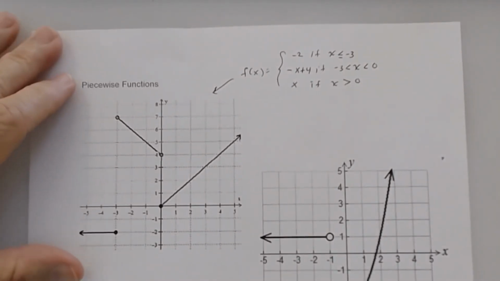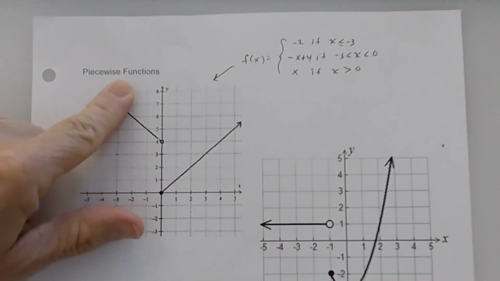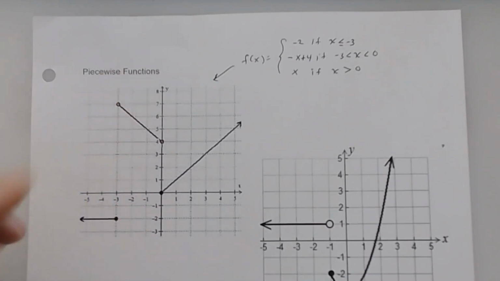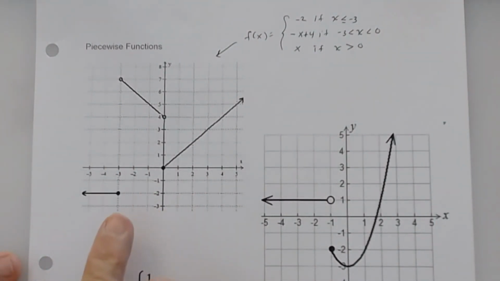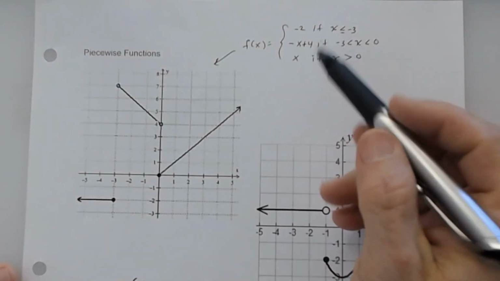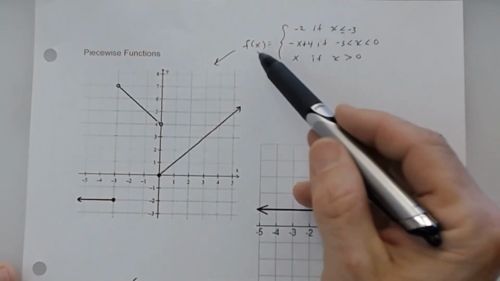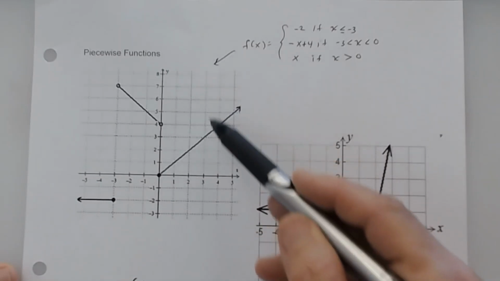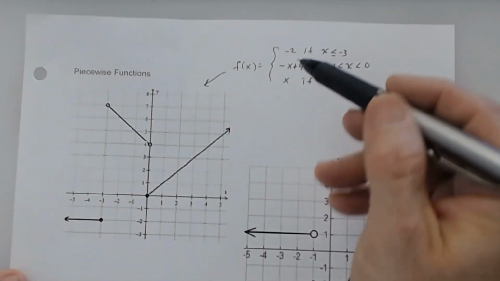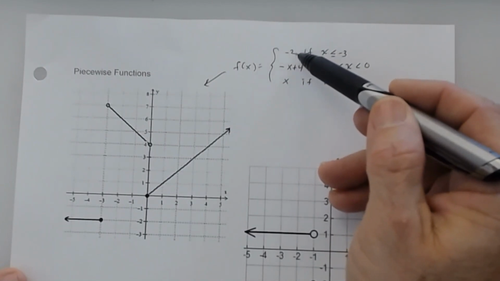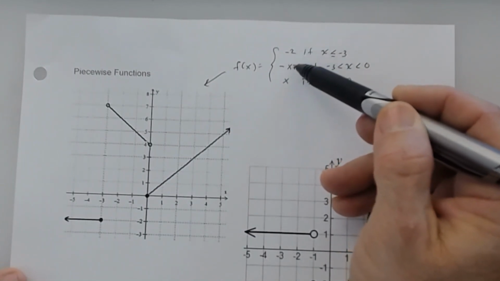Okay, so again, these are piecewise functions, and basically a piecewise function is a function that has different parts to it that are made up of different functions themselves. See how this function here, this graph, has how many pieces? 3. Here are the functions. So you see the 3 different parts here?